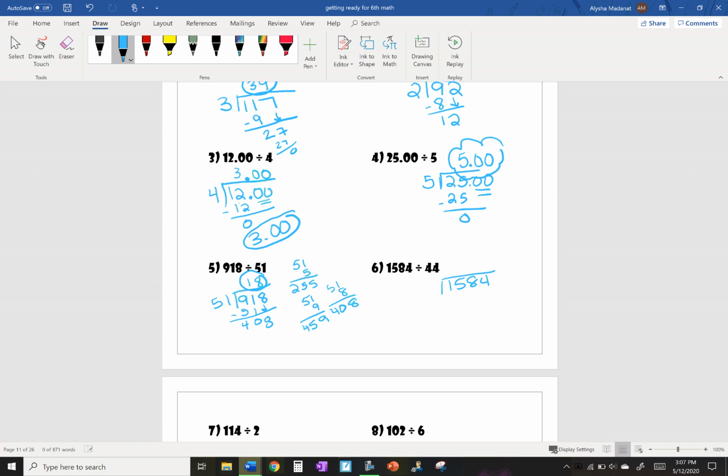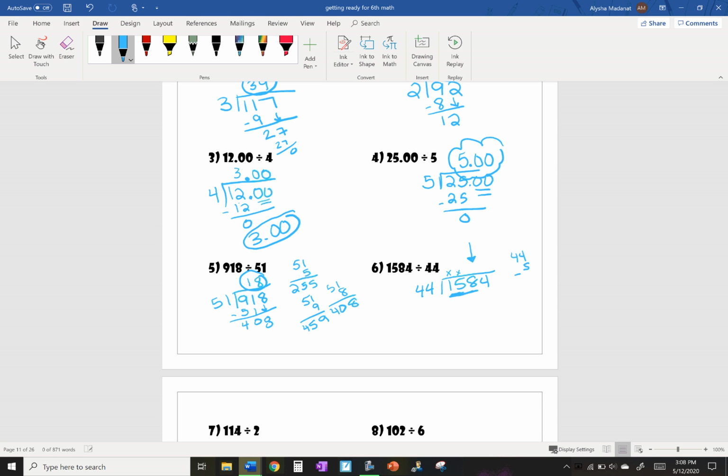1,584 divided by 44. So we've got 2 digits. So if we look at our first 2 digits, we have 15. It's too small, so we're going to use all 3 digits. And it's really important that you put your number right here above that 8. You could put little X's, or you could completely skip it above the 1 and 5. Just make sure you're putting your digit above the 8. So we got to get close to 158.